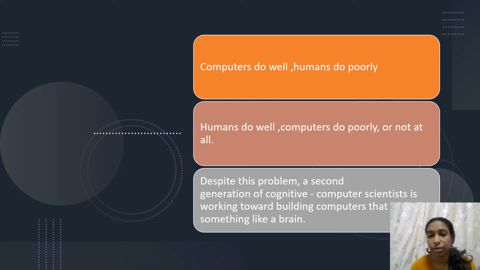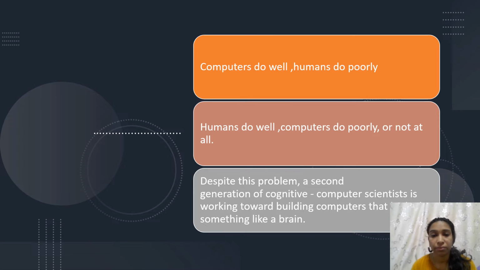We can see two contexts here. Computers do well, humans do poorly. In the case of statistical analysis and mathematical problems, computers help very well, and humans cannot do it in such a way. Not every human, but those who are not thorough about statistics or mathematical problems will be very poor at such things. In that context computers help well, but there is also the case where humans do well and computers do poorly or not at all.